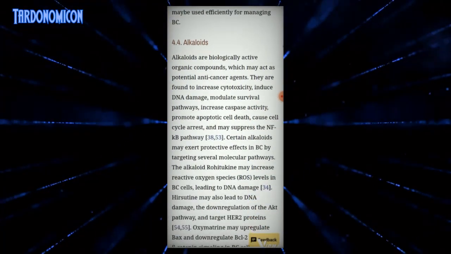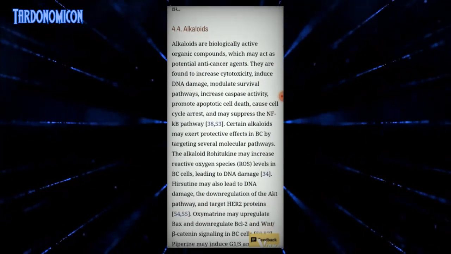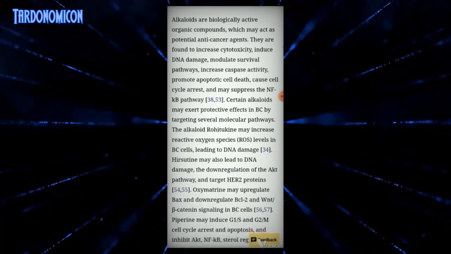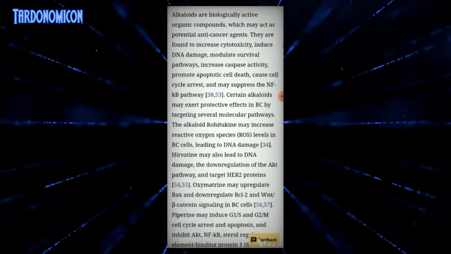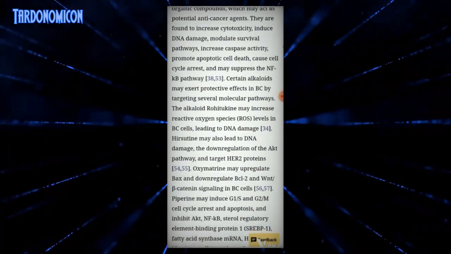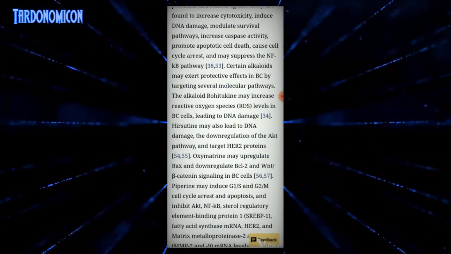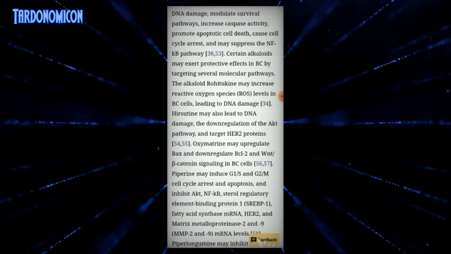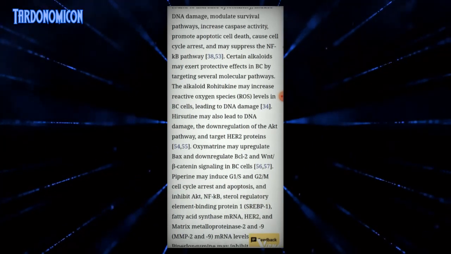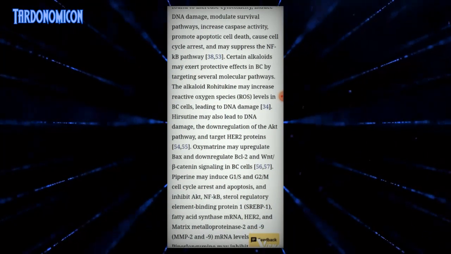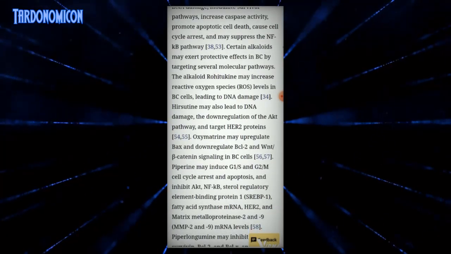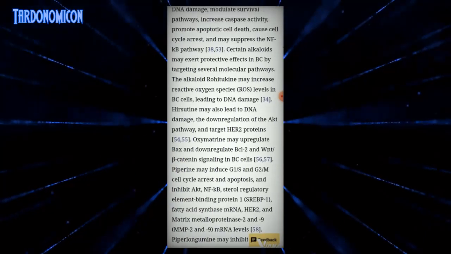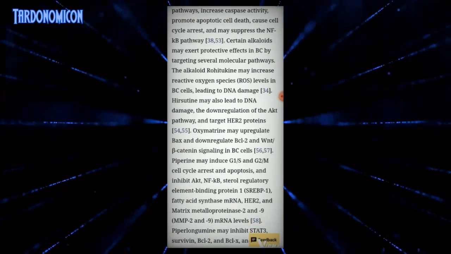Alkaloids are biologically active organic compounds which may act as potential anti-cancer agents. They are found to increase cytotoxicity, induce DNA damage, modulate survival pathways, increase caspase activity, and promote apoptotic death. Okay, so I mean they're killing the cancer cells, cause cell cycle arrest, and may suppress the NF-κB pathway, again knocking down inflammation.